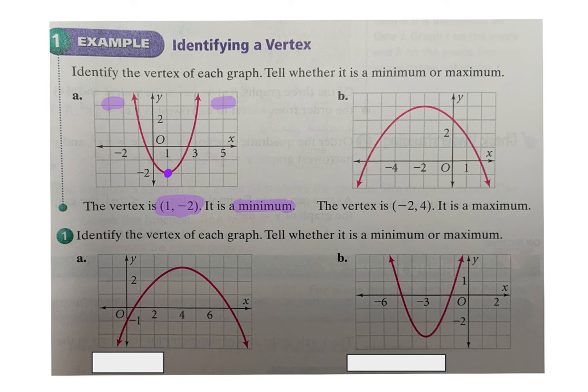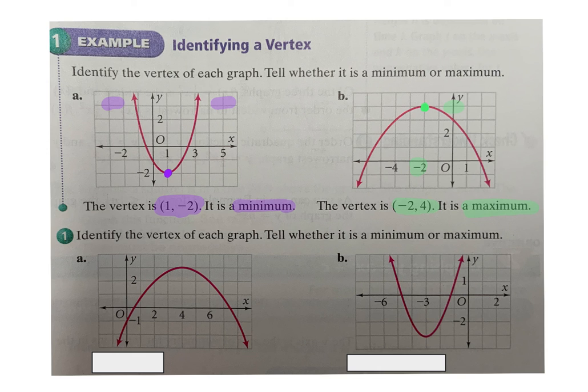Look at B. B points down. So the vertex is going to be where it turns. This would be the vertex, which is where they get (-2, 4). So that is my vertex, and it's pointing down, and it is the highest value on this graph. And so that is a maximum there. It's the highest value. So go ahead and try A and B there under check understanding 1.